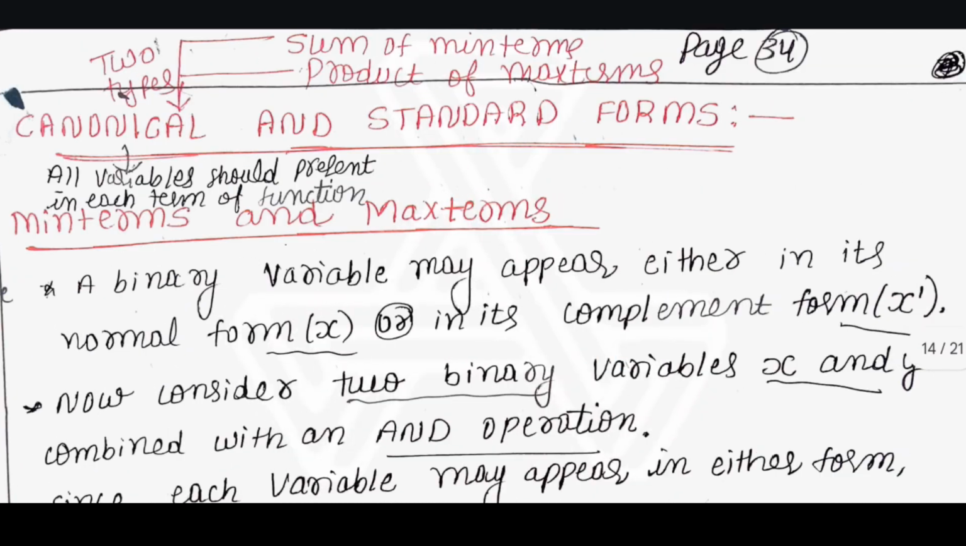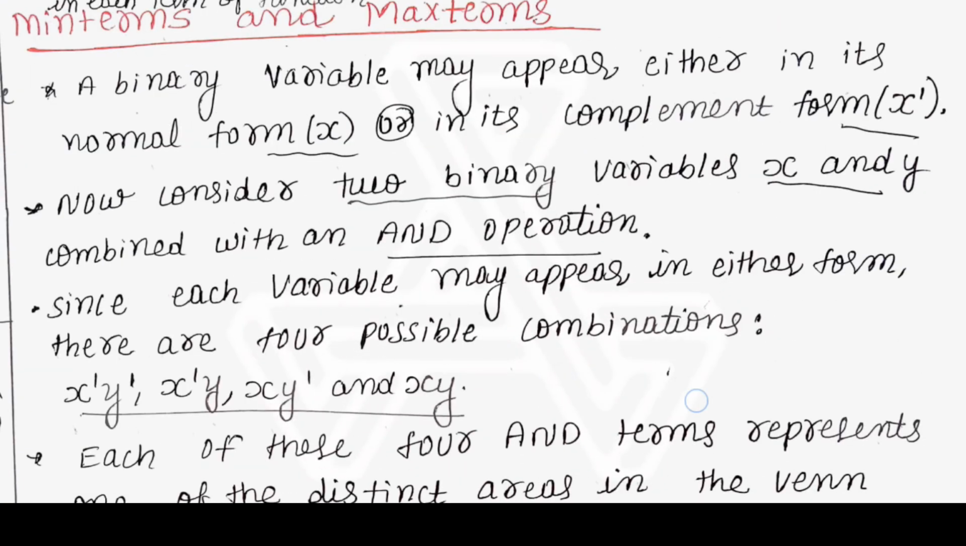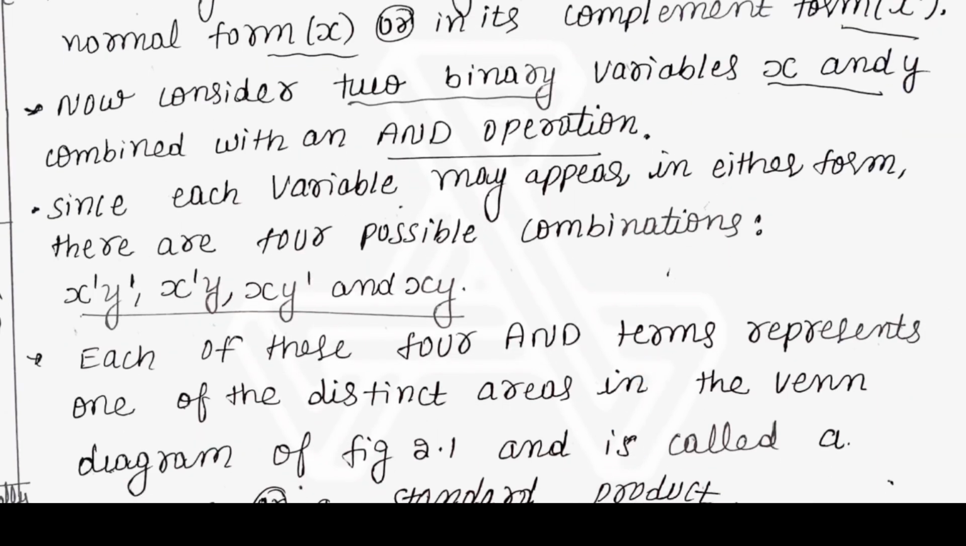Canonical and standard forms, two types: sum of min terms, product of max terms. Min terms and max terms. The binary variable may appear either in its normal form or in its complement form x dash. Now consider two binary variables x and y combined with an AND operation. Since each variable may appear in either form, there are four possible combinations: x dash y dash, x dash y, x y dash, x y. Each of these four AND terms represents one of the distinct areas of the Venn diagram and is called a min term.